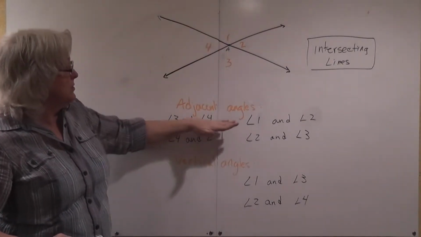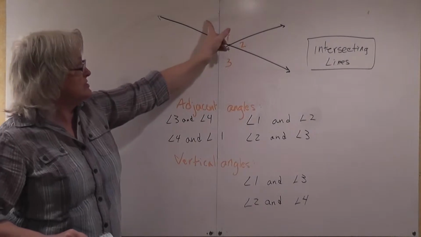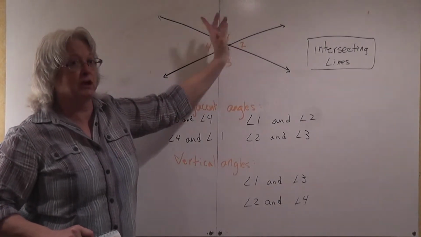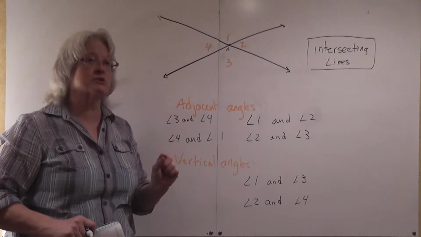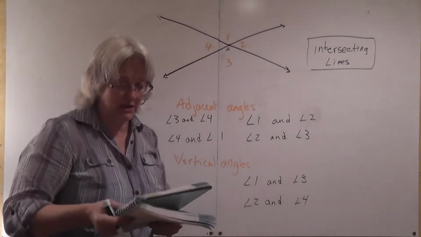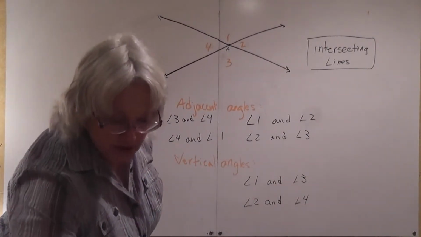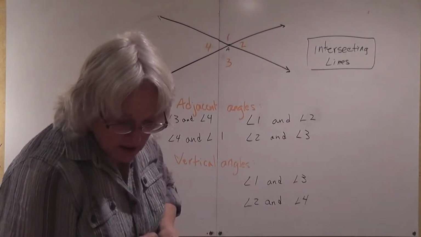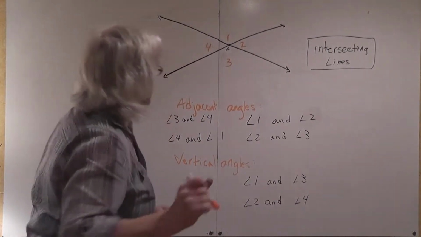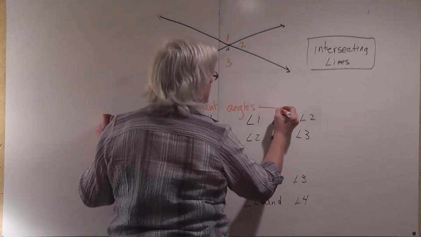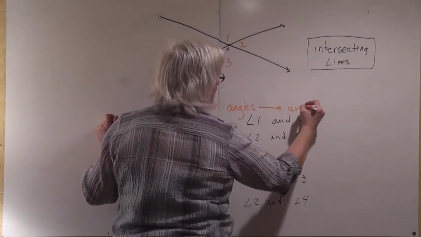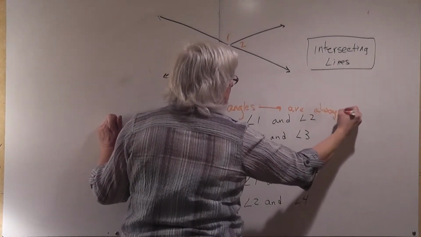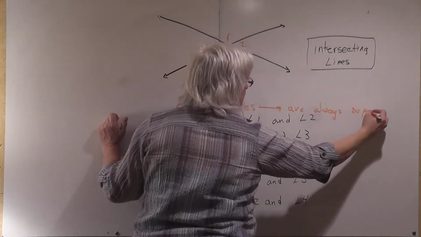Okay? What do you see here? Adjacent angles, they're on a line, aren't they? So adjacent angles are always supplementary, and that's a piece of information that is very, very important to get down. Adjacent angles are always supplementary.